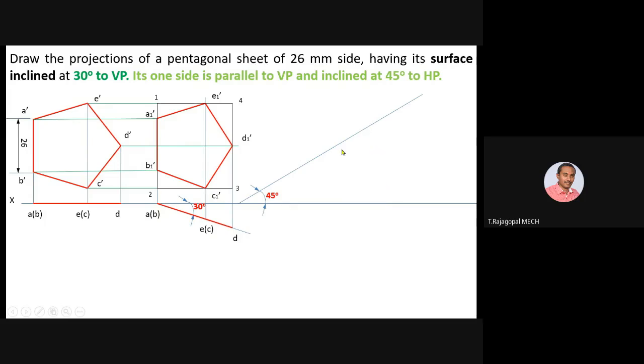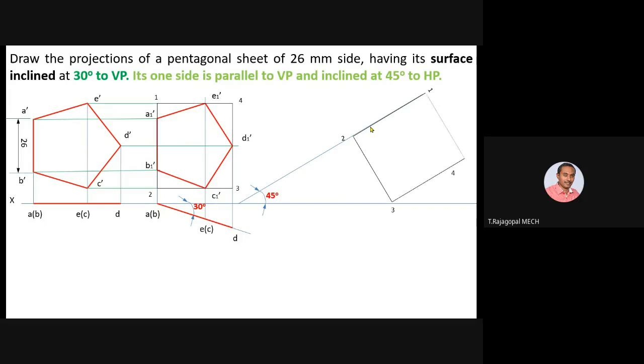So you can take the 45 degree inclination line far away from XY. Okay, you can draw this 1 to 2. The length will be the same as this step number 3 length. 1 to 2 you have to measure using scale and replicate the same in this 45-degree inclination line. Now with this we can complete the rectangle.